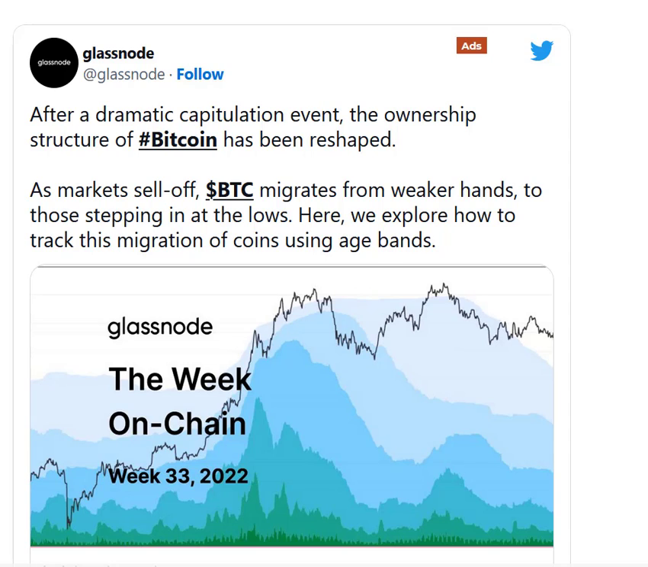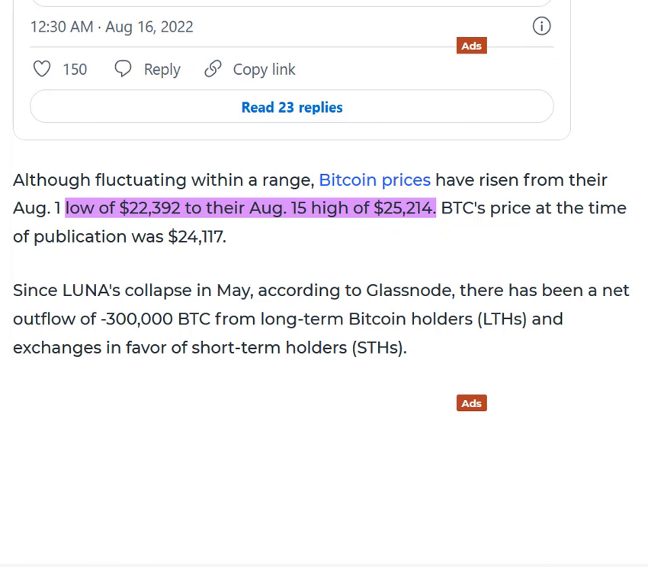According to Glassnode, Bitcoin moved from weaker hands to those of the people stepping in at the lows. A pool of buyers that entered at the lows is indicated by a constructive divergence for short-term holders. As you can see here, the ownership structure of Bitcoin has been reshaped. It's worth noting that even though the price of Bitcoin is ranging right now, it has gone up from a low of 22K to a high of 25K approximately.